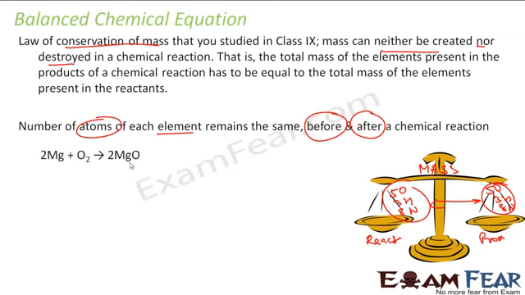For example, if you see, this is my reactants and this is my product. Here, magnesium is how many? Magnesium is 2. Here also magnesium is 2 into Mg. Oxygen is 2, O2. Here also oxygen is how much? 2 into 1, that is 2. So you see that magnesium and oxygen are both 2.